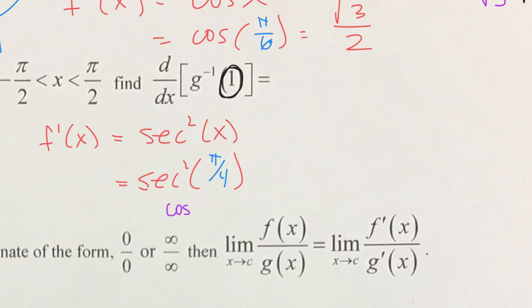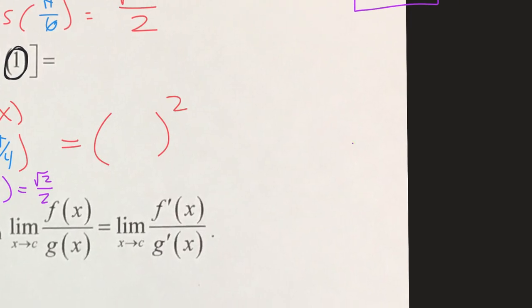The secant is the reciprocal of cosine. So the cosine at pi over 4 is root 2 over 2. So then what's the reciprocal of root 2 over 2? Right? Let's come over here and do that. So root 2 over 2, we have to reciprocate it, which means we get 2 over root 2, right?